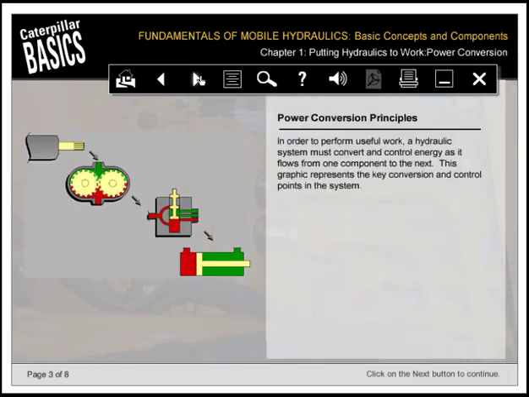In order to perform useful work, a hydraulic system must convert and control energy as it flows from one component to the next. This graphic represents the key conversion and control points in the system.